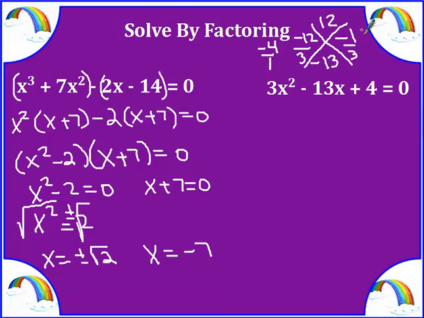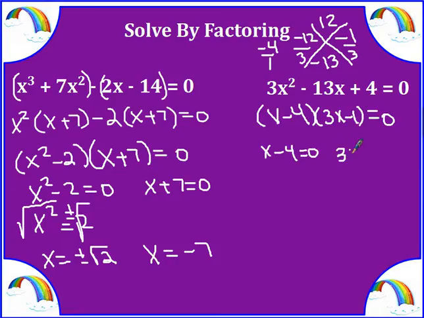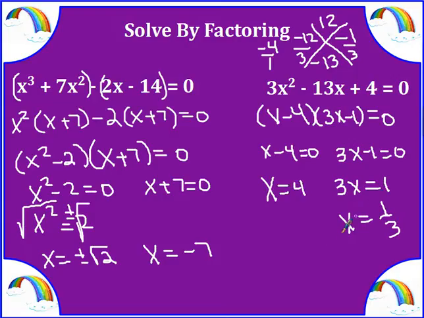So this fraction and this fraction really create our two expressions. So we're going to have 1x minus the 4, and then 3x minus 1. Set each of those to 0 and solve. On this one, we simply add 4. On this one, we're going to add 1, and then we're going to divide by 3. So we can just leave it as 1/3. Our two solutions are 4 and 1/3.